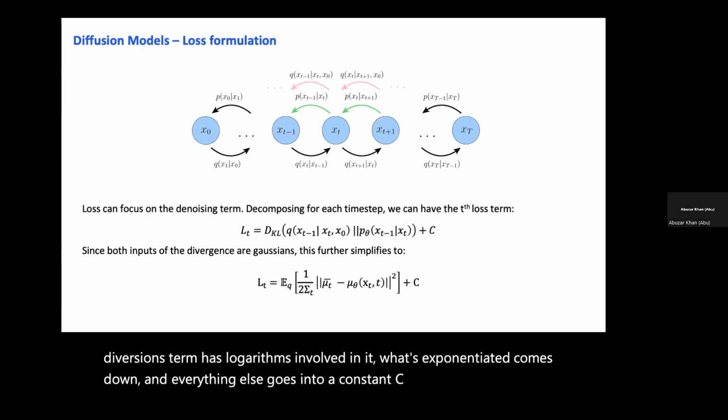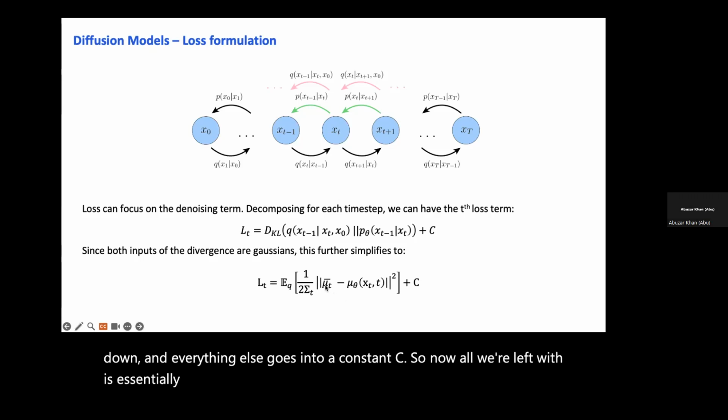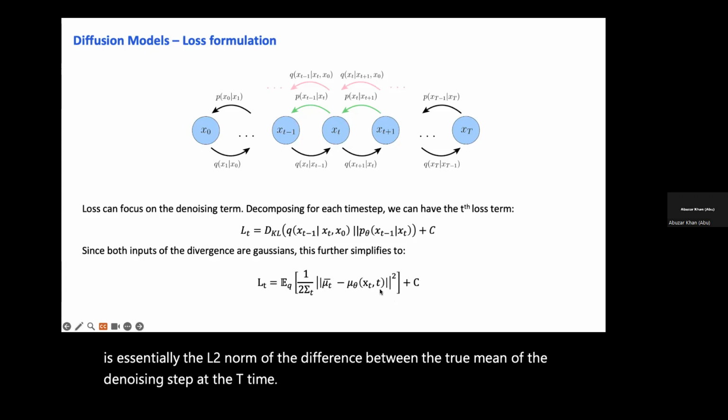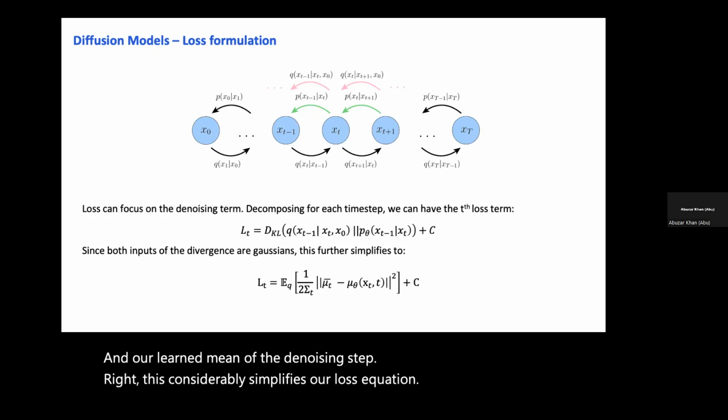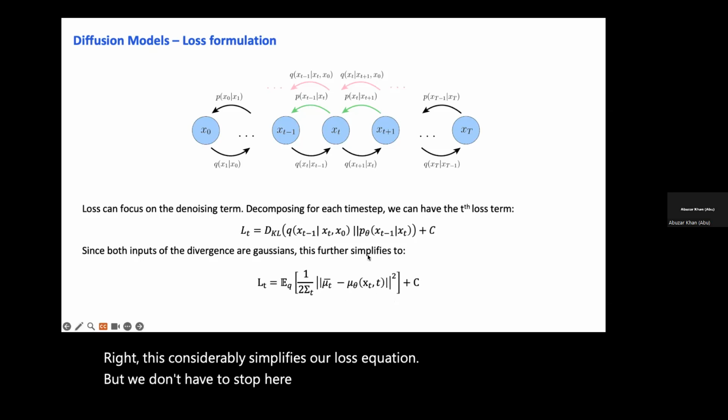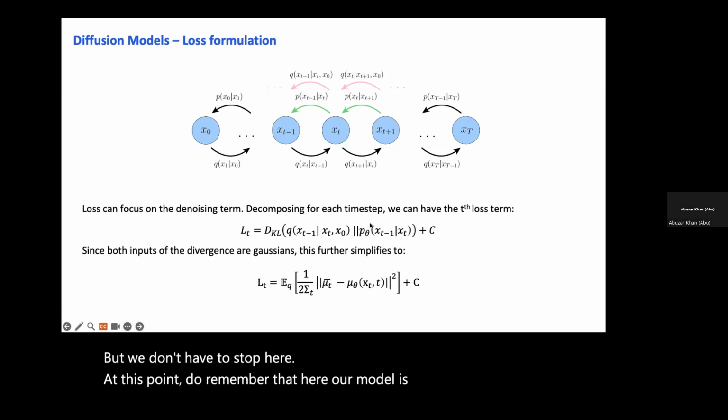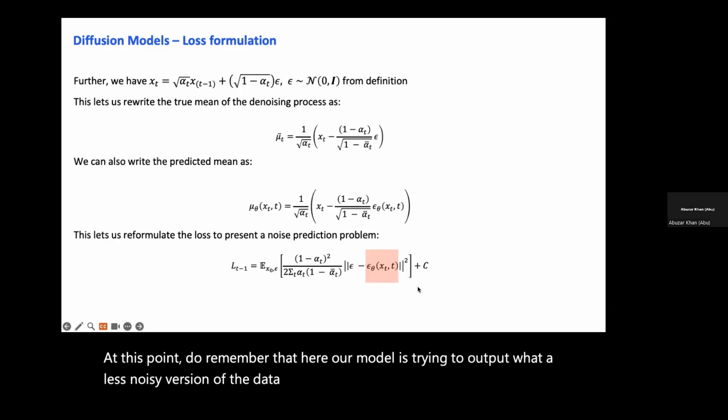So now all we're left with is essentially the L2 norm of the difference between the true mean of the denoising step at the t time and our learned mean of the denoising step, right? This considerably simplifies our loss equation. But we don't have to stop here. At this point, do remember that here our model is trying to output what a less noisy version of the data itself would be, right?